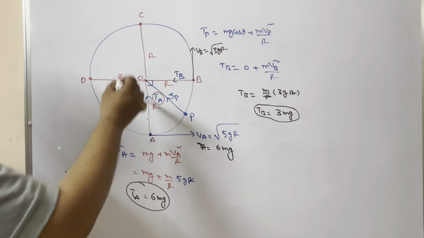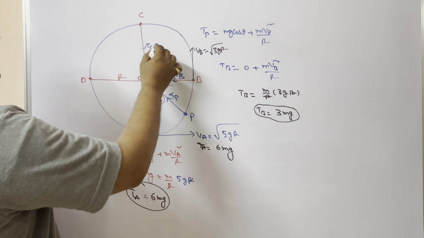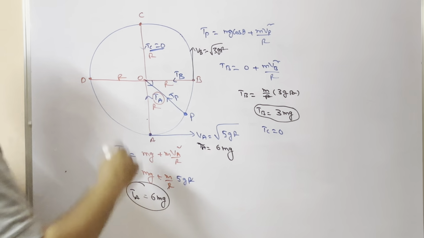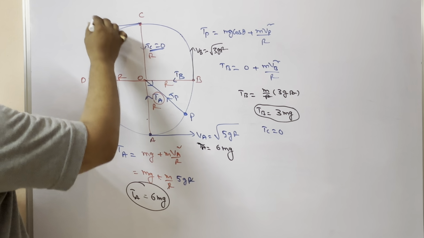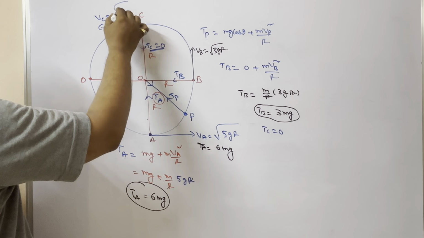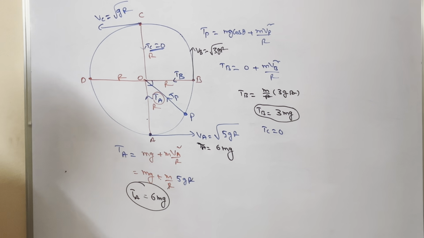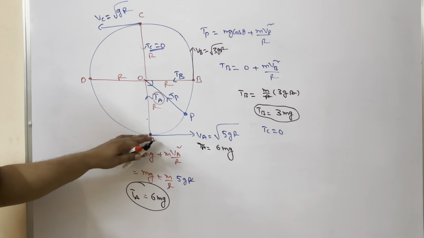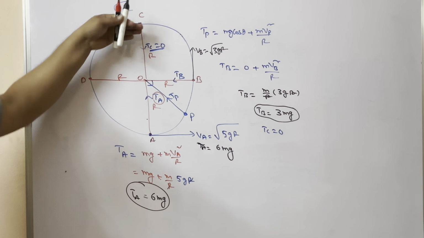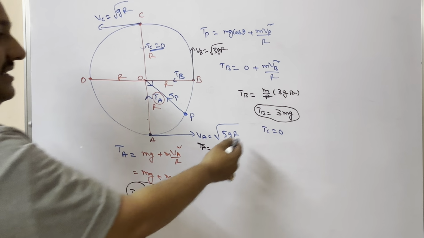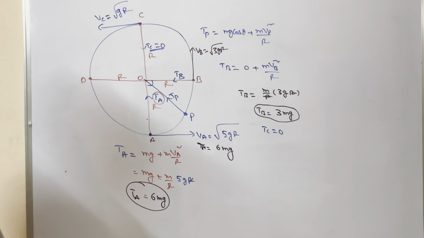Next, we already got that TC is going to become 0. So, to move in a circular path, what is the VC? Velocity at C is going to be root gr, isn't it? Now, if they ask what is the tensional force difference between the bottommost point and the topmost point, then TA minus TC is going to be 6 mg minus 0. Like this, we can calculate.